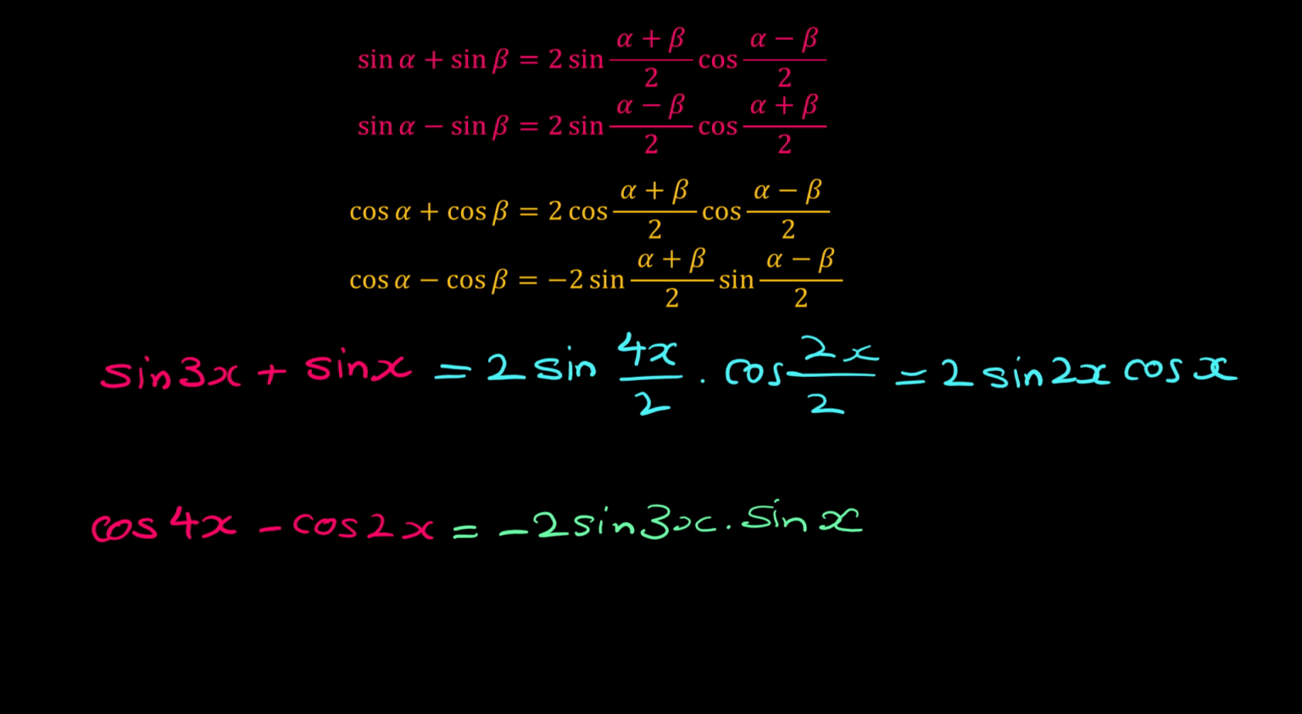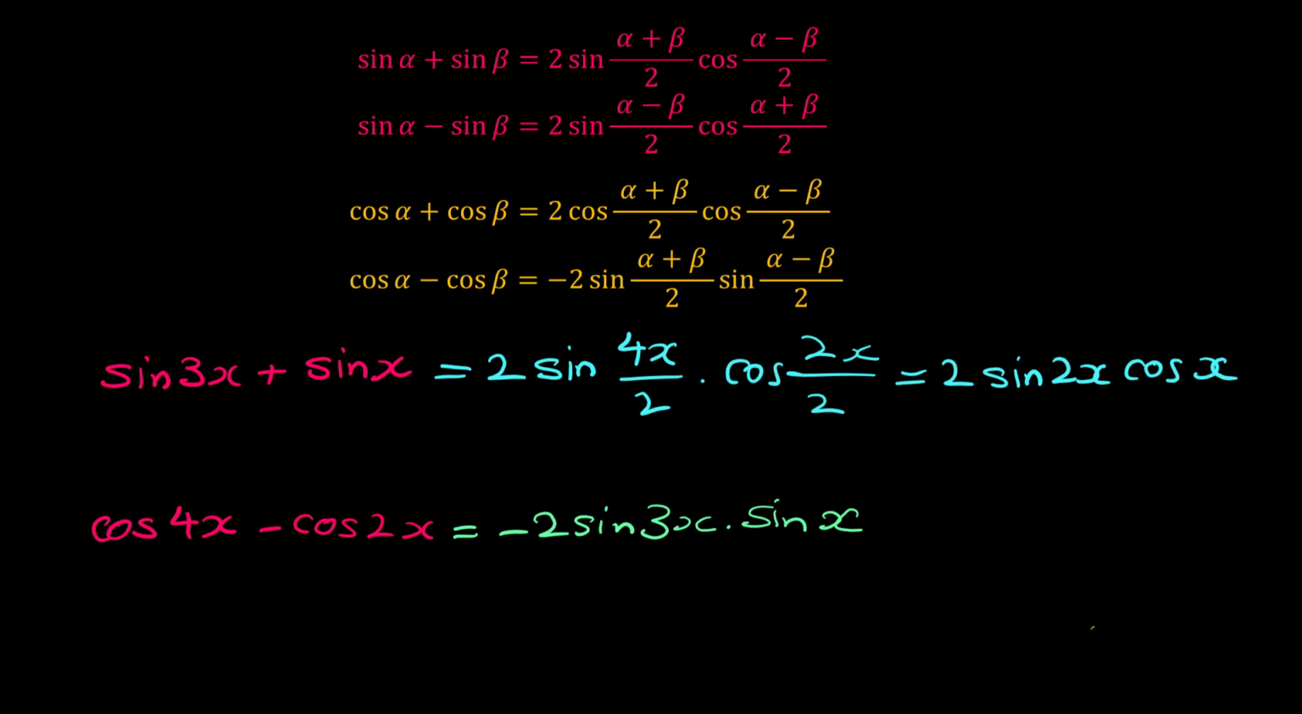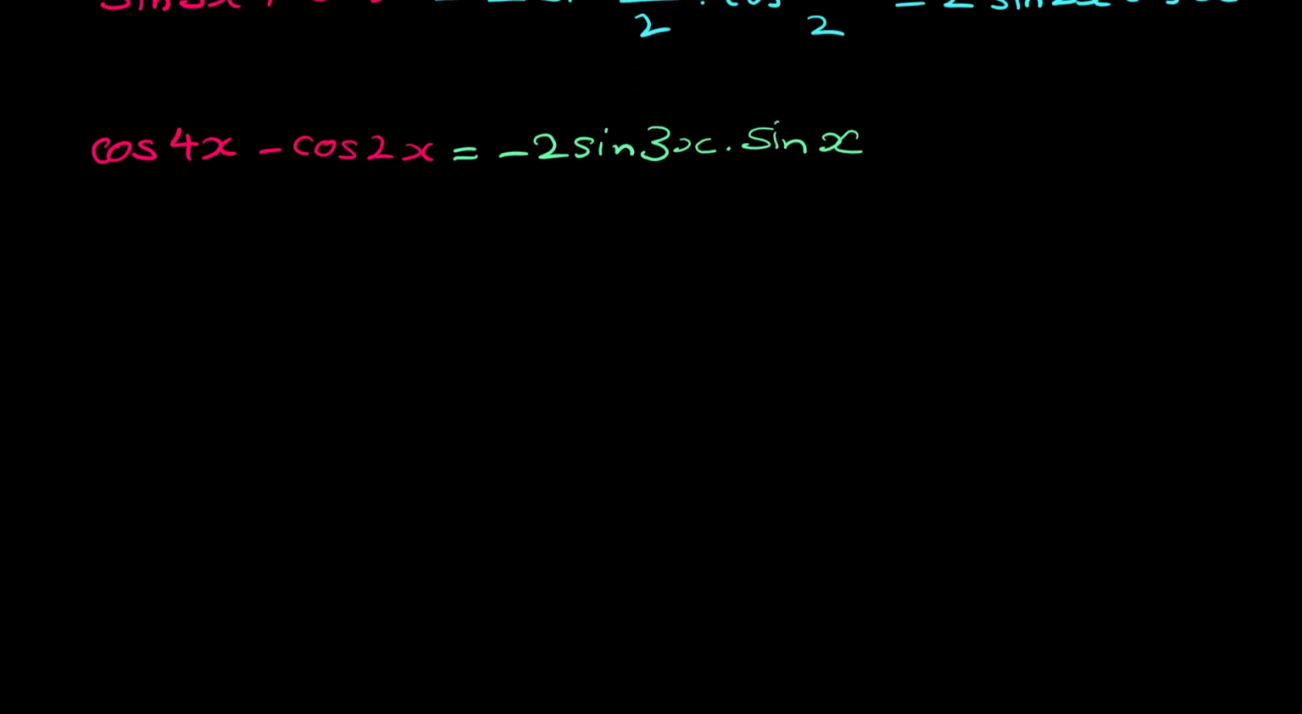So remember, cosine is an even function, but sine is not even. Sine of negative x is negative sine of x. For example, sine of negative 30 degrees is negative sine of 30 degrees because sine is an odd function, but cosine is an even function. Now let's continue to the next examples.